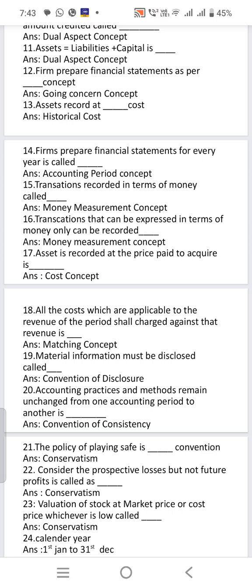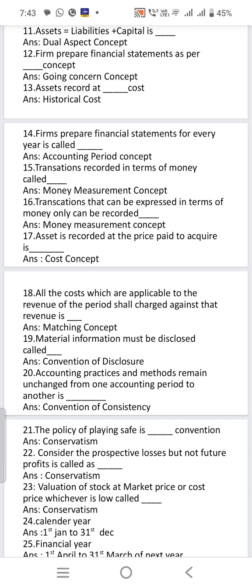The next one: so far our questions are regarding accounting concepts. Now conventions. Material information must be disclosed. Companies or organizations must disclose the material information. What does it mean? Material information means the information which is useful to the users, that means creditors, owners, bankers. We should disclose that information. That convention is called the convention of disclosure.